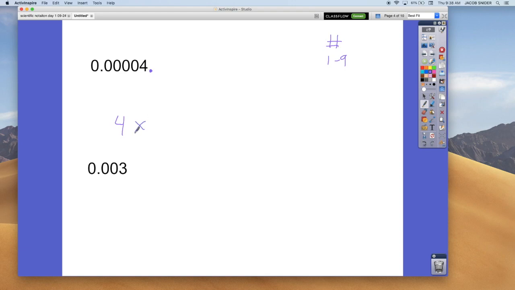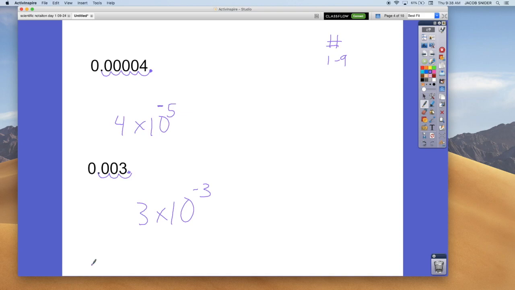Now let's count my spots. How many? 1, 2, 3, 4, 5. Or once again, small number, negative fifth power. This one's nice and short. Get it over here. So I know my new answer is going to be 3 times 10 to the what? Let's find out. 1, 2, 3. Negative third power. Okay? All right, let's keep rocking and rolling today.